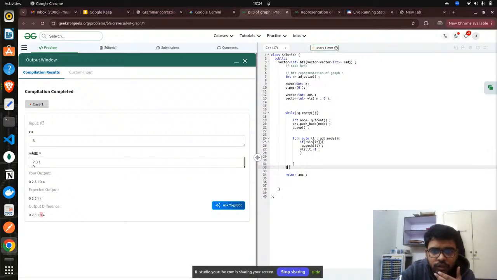Visited of neighbor equal to 1. If not visited of neighbor, queue push neighbor. And if not visited, queue push neighbor, then visited of neighbor equal to 1.